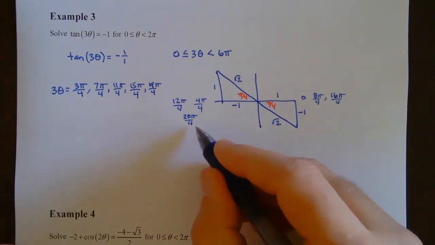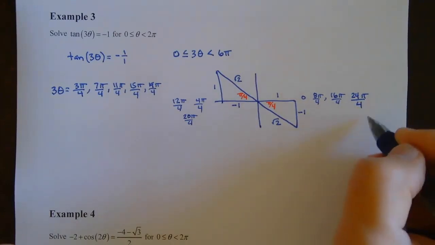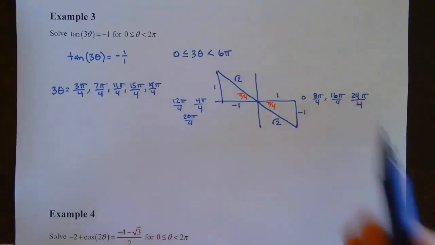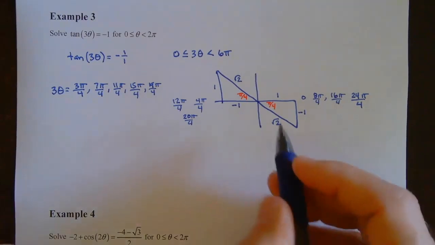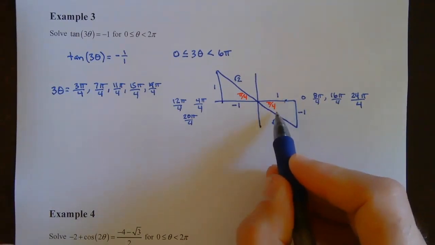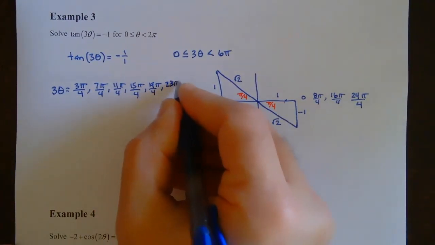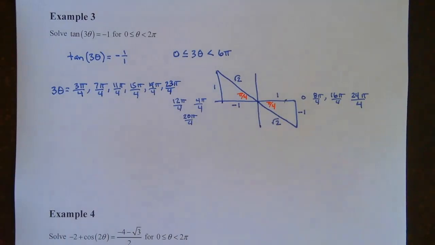Okay, if this is 20 pi over 4, this would be 24 pi over 4. And 24 pi over 4 is the 6 pi, right? If you reduce that, that's 6 pi. But 24 pi over 4 is too much rotation. Again, I'd have to back off of pi over 4. So 23 pi over 4. Hopefully this is starting to make sense and it's getting easier for you, okay?